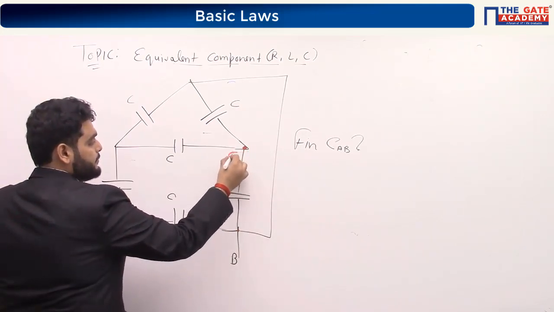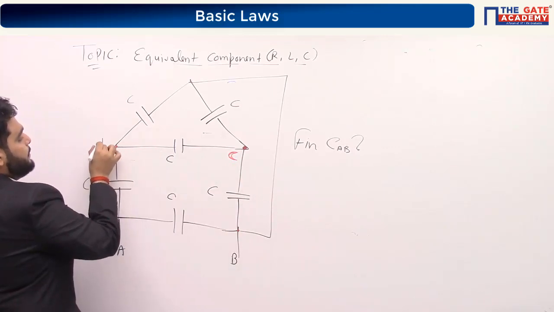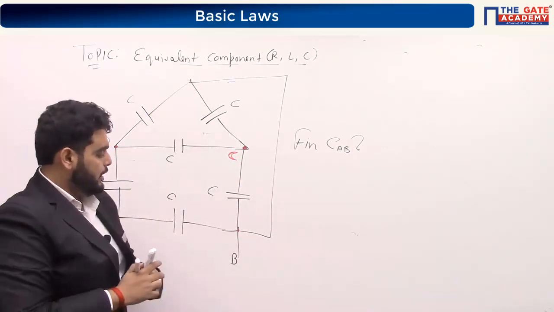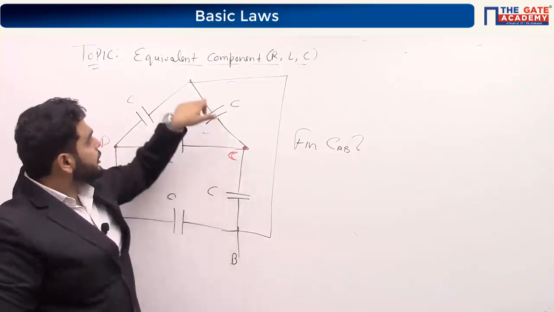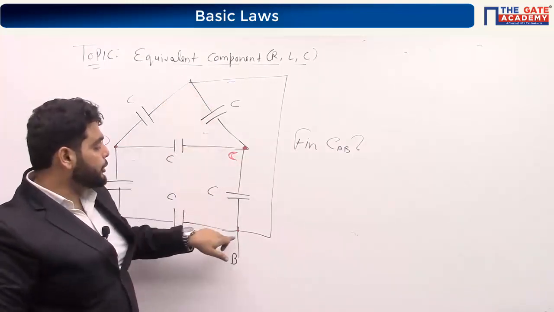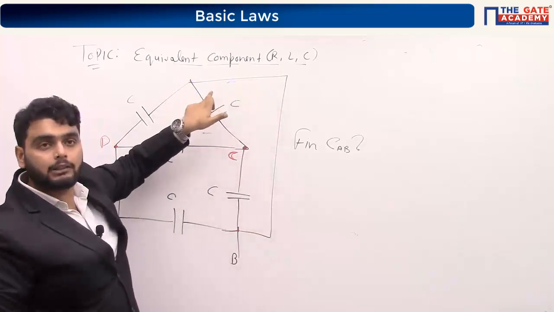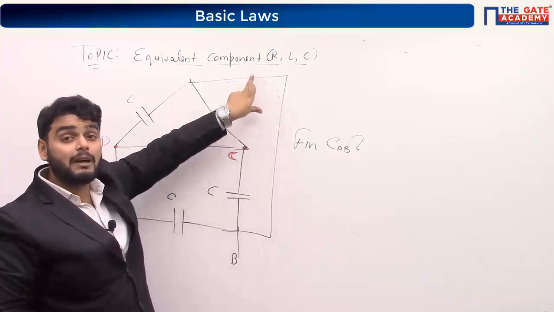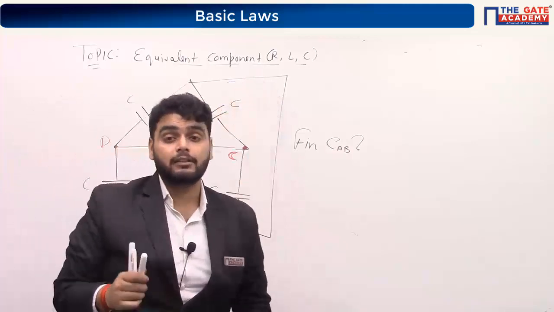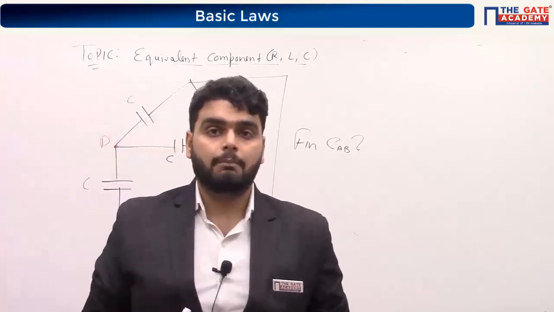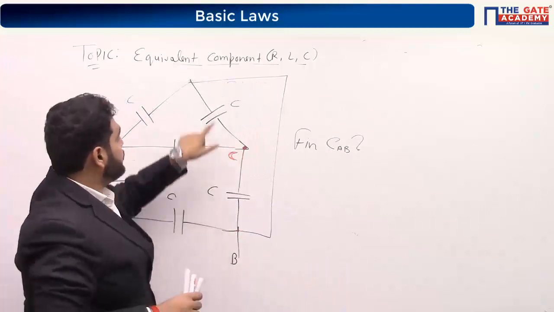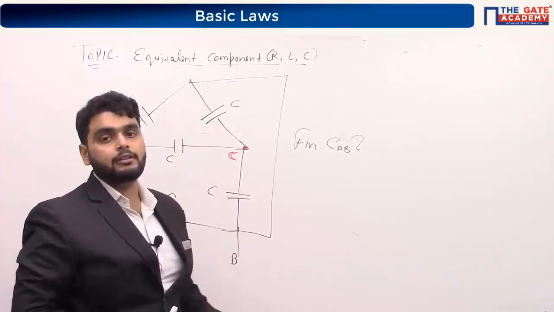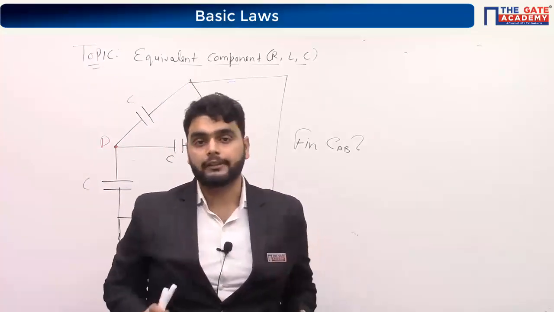This is C. This is D. A, B, C, D, and now this node. Now you can see from B to this node, there is not any element present in the path. And if there is not any element present in the path, then both nodes will be at the same potential, and those two points are known as the equipotential points.